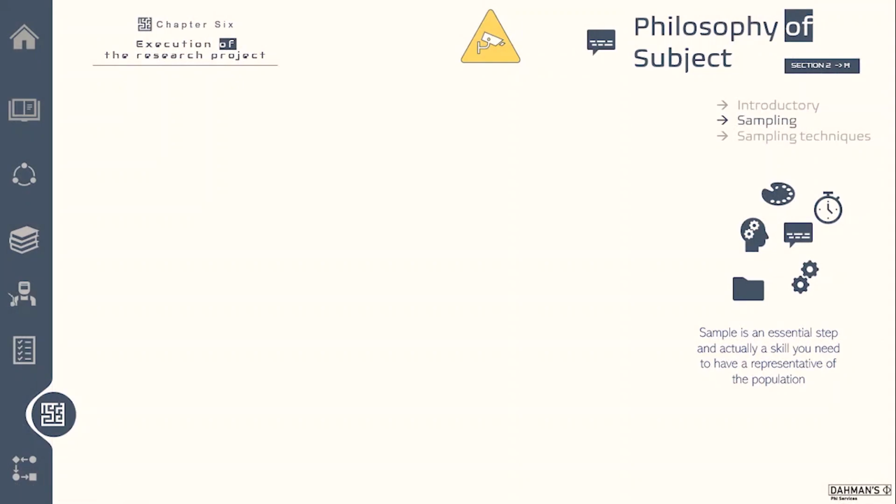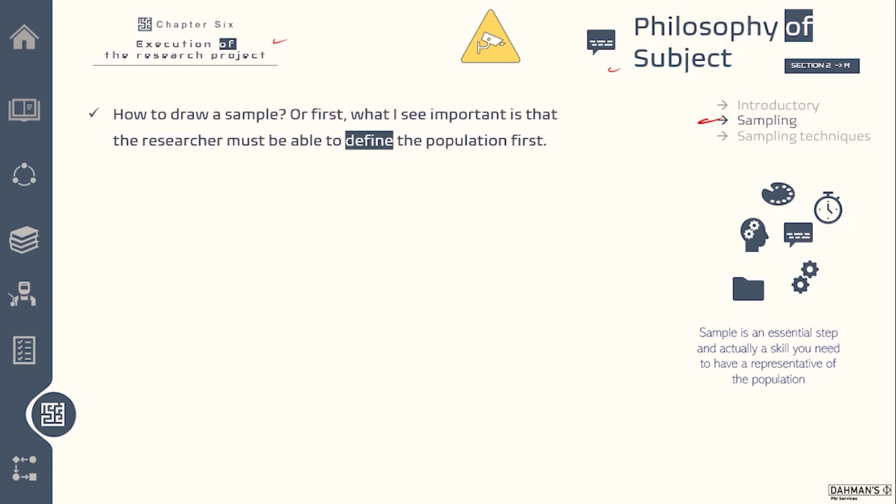Hi, welcome back. We're in the second outline, sampling, in section 2, philosophy of subject, in chapter 6, execution of the research project. In this outline, we're going to discuss further on the understanding of sampling. And the question starts: how to draw a sample? To answer this question, it's fair enough to consider the following.